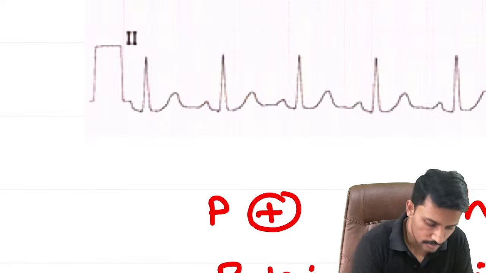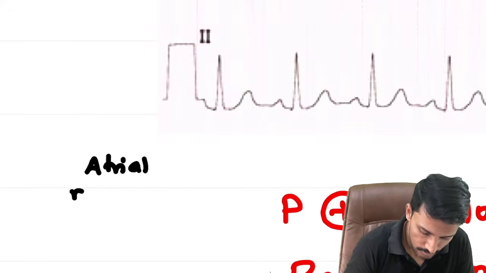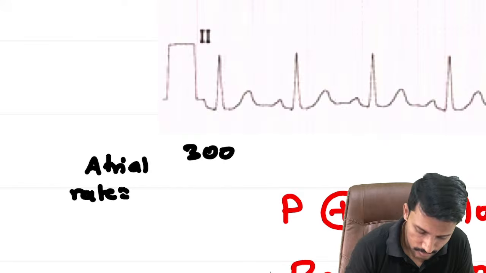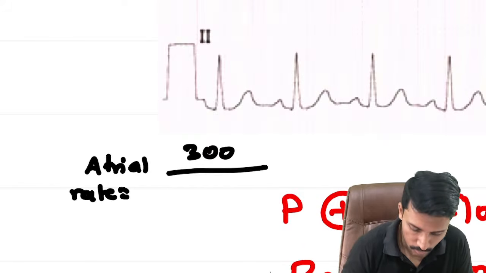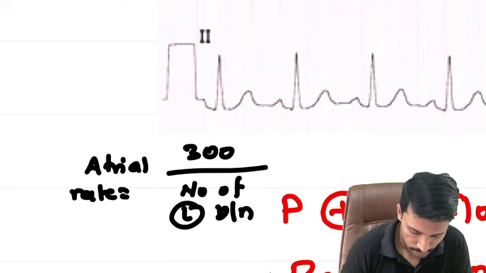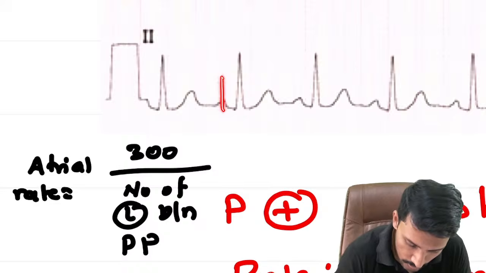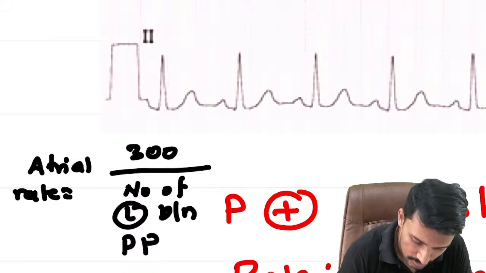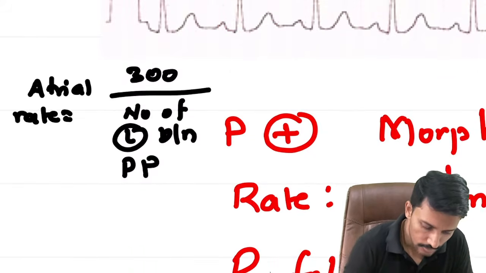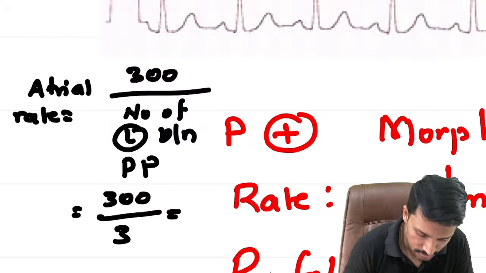PP interval, right? So atrial rate is equal to 300 divided by the number of large boxes between PP intervals. When I look at this, this is one large box, two large boxes, here three large boxes, and so roughly we will take it as 3. So in that case, atrial rate becomes 300 divided by 3, which is equal to 100.